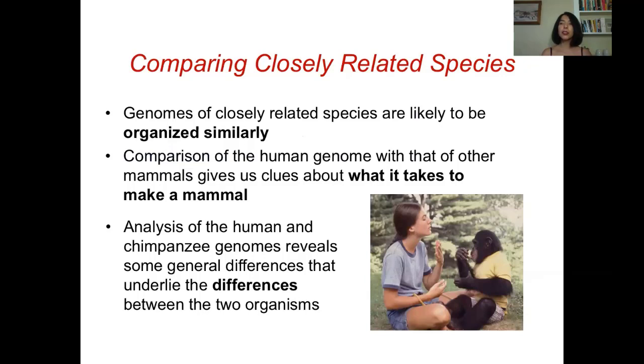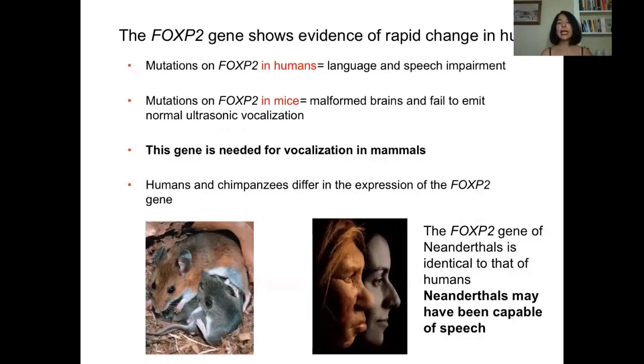As I quickly mentioned earlier, really understanding or sequencing the genome and comparing it against some relatives, for example, comparing humans and chimps, will allow us to understand what makes a mammal or what makes a human, and what genetic information we have that is different from other species. This is an example of the FOXP gene, and this shows evidence of rapid change in humans.